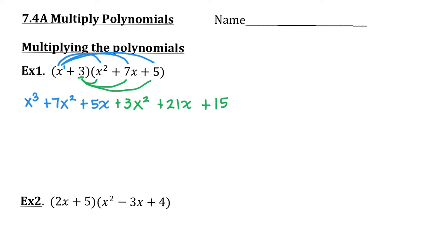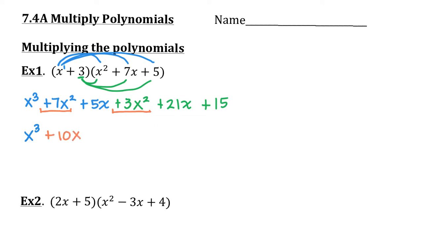Okay, now, just like before, my next step is to look for like terms so I can put my answer in a simplified format. I'm going to go ahead and start with x to the third. There are no other x to the thirds in this expression, so I'm going to leave it x to the third. Now I'm going to go to the x to the seconds. I do have 7x to the second here, and I also have positive 3x to the second here, so I end up with positive 10x to the second when I combine them.